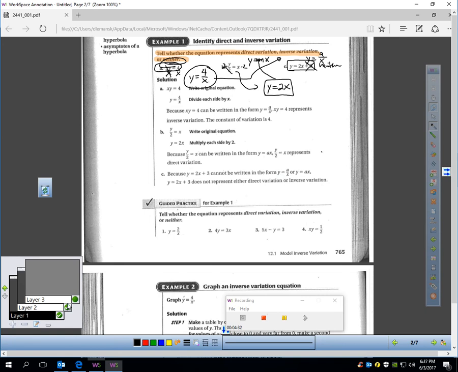Why don't you pause the video right now and try those four. Determine if these are directly varying, inversely varying, or neither.